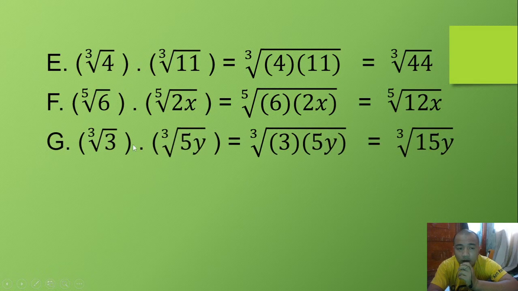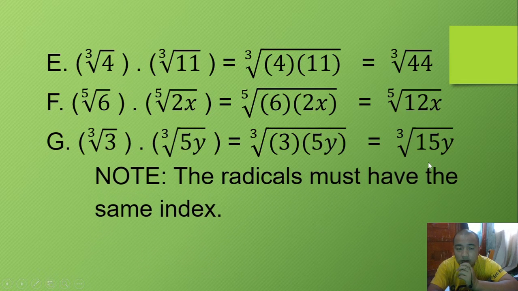There's more: the cube root of 3 times the cube root of 5y. They have the same index, so we multiply their radicands. 15y, the cube root of 15y is the answer. So note, the radicals must have the same index.